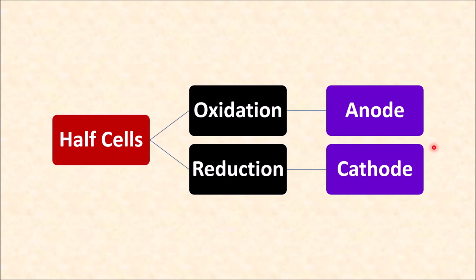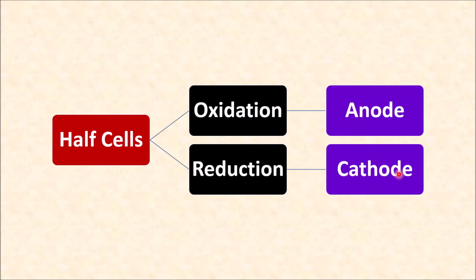Now the question is how to remember this. There is a trick to remember it. Look at oxidation, the letter O, and reduction, the letter R. O comes first in alphabetical order, whereas R comes afterwards. Similarly, in anode, A comes first in alphabetical order and the C of cathode comes later. In this way you can remember that oxidation always takes place at the anode and reduction always takes place at the cathode.